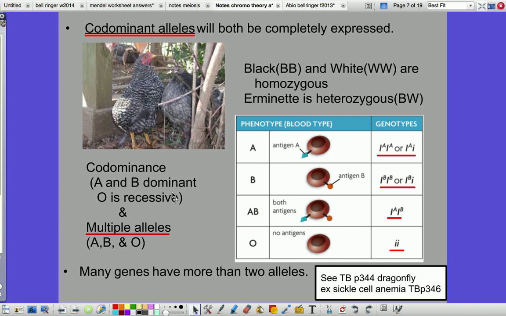Multiple alleles, blood typing is also a good example of this. We've been looking at alleles that just focus on two letters, like capital B, lowercase b, or capital W, lowercase w. Now we're talking about multiple alleles. So you've got A, B, and O. A, B, and O are what make up your blood type.